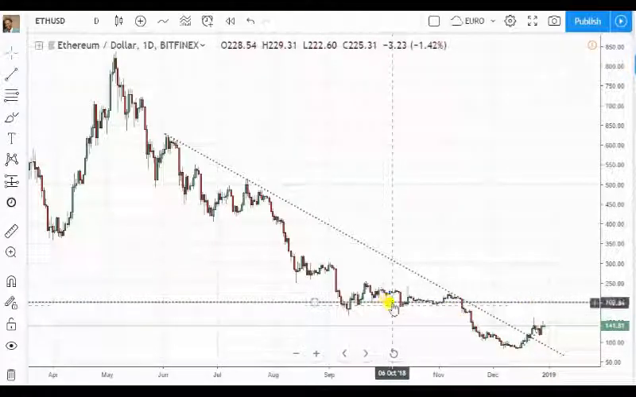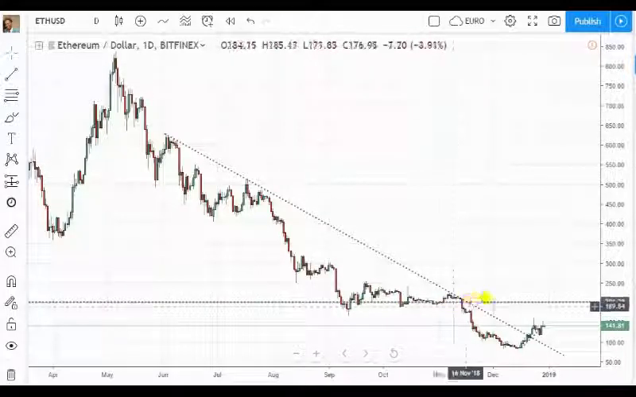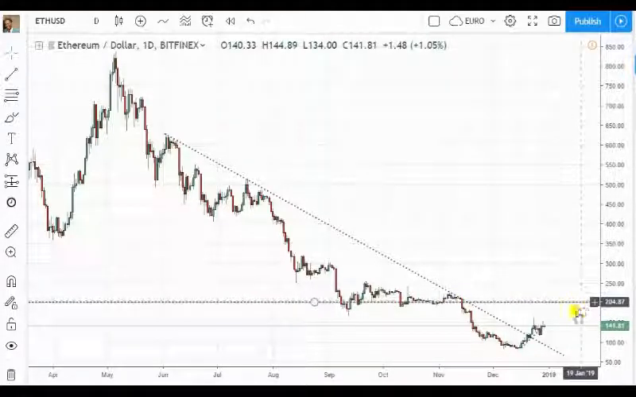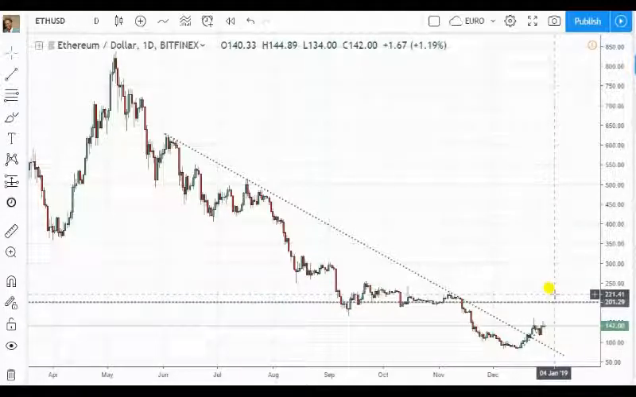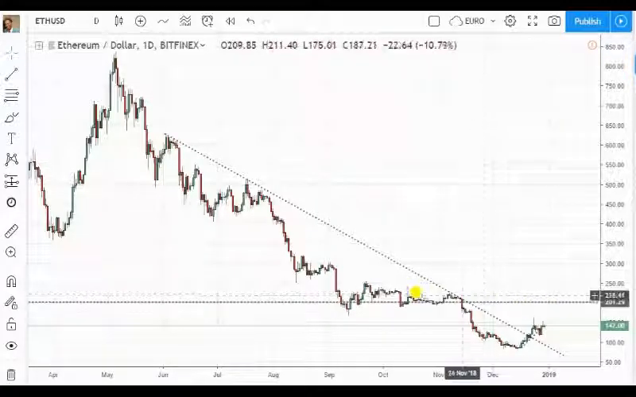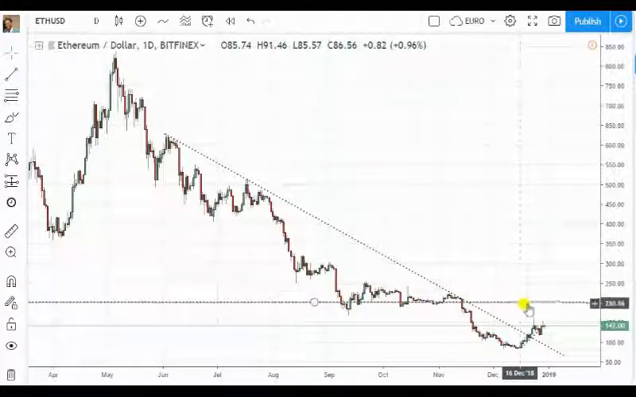This area is very important as well because of the psychological level of 200. This lies at the area of the high hundreds. It's 185. Actually, the area starts at 168 to about 250 thereabout. So this is a zone, and this zone is acting as resistance at the moment.